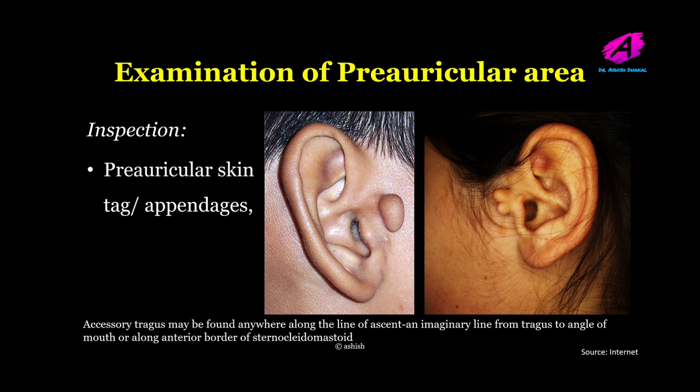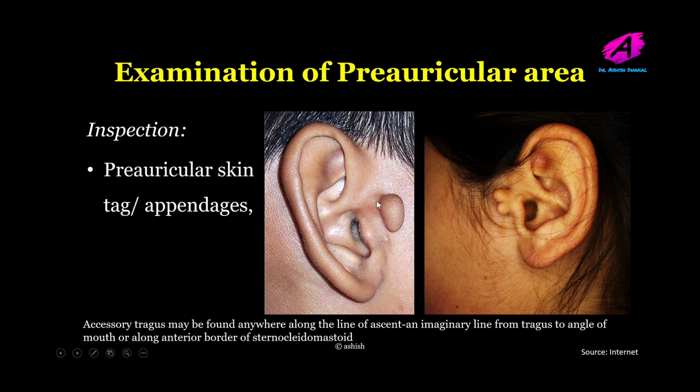So other things you will find in preauricular area is preauricular skin tag and appendages. Accessory tragus may be found anywhere along the line of ascent, which is an imaginary line from the tragus to the angle of mouth or along anterior border of sternocleidomastoid.